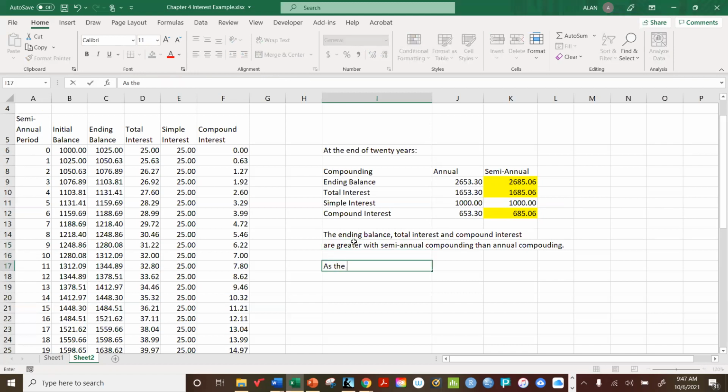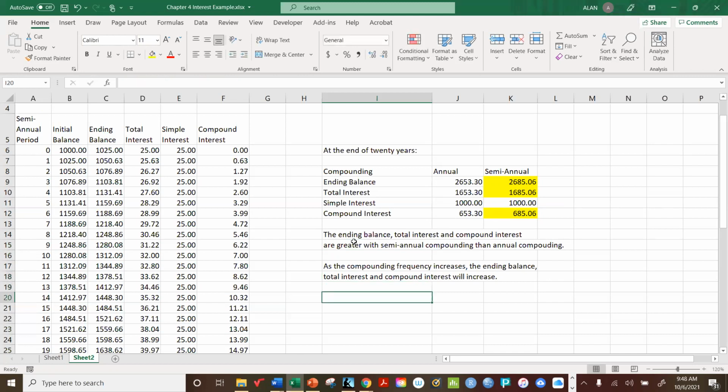So as the compounding frequency increases, the ending balance, total interest, and compound interest will increase. So if I change this now, we're not going to have time to do this. If I change it to quarterly, you'll see that they all go up again and again. And if I keep going all the way to daily, they'll go up even further. The simple interest is not changing, but the compound interest is changing. It's going up, which pushes up the total interest and finally the ending balance.